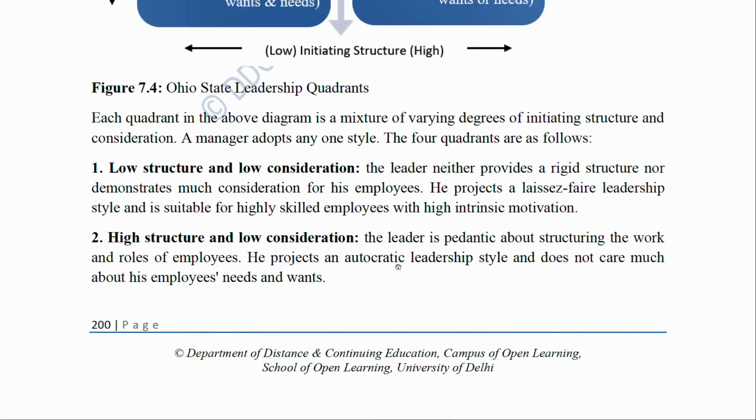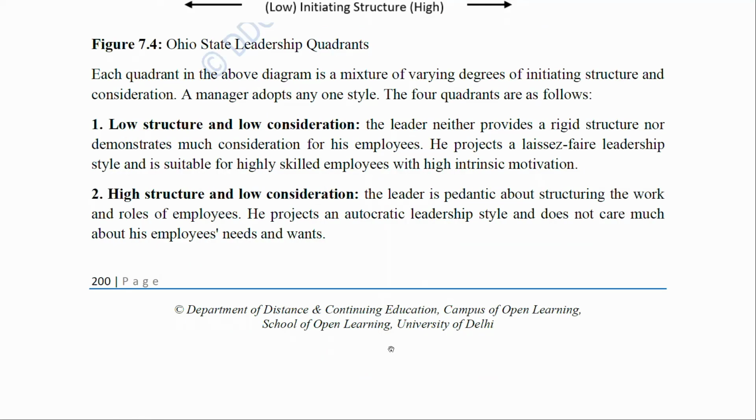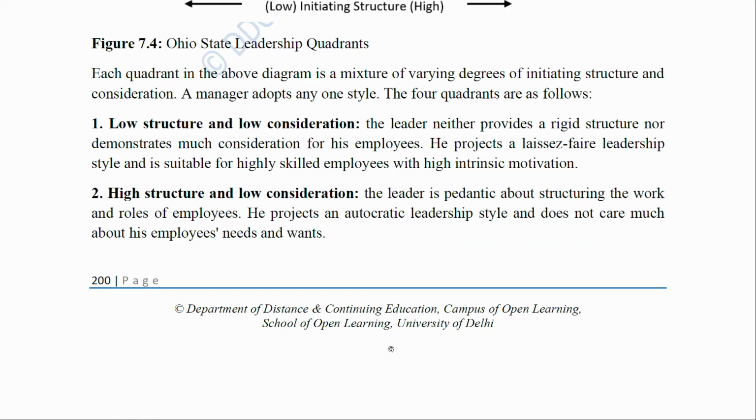First, low structure and low consideration. The leader neither provides a rigid structure nor demonstrates much consideration for his employees. He projects a laissez-faire leadership style and is suitable for highly skilled employees with high intrinsic motivation. Second, high structure and low consideration. The leader is pedantic about structuring the work and roles of employees. He projects an autocratic leadership style and does not care much about his employees' needs and wants.